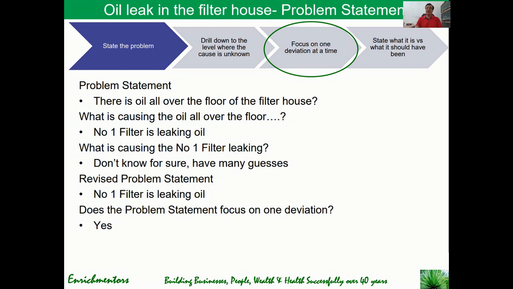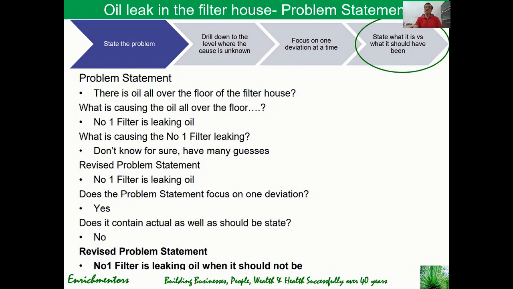Let's look and ask the third question. Are we stating what is versus what it should have been? And there, if we look at that, we find that the answer is really no, because what we are stating is number one filter is leaking oil. Imagine if number one filter was supposed to continue leaking oil, then is that a problem, right? So we need to put in what it should be. So the revised problem statement then finally could be number one filter is leaking oil when it should not be. So that becomes our definition, a right statement of the problem.